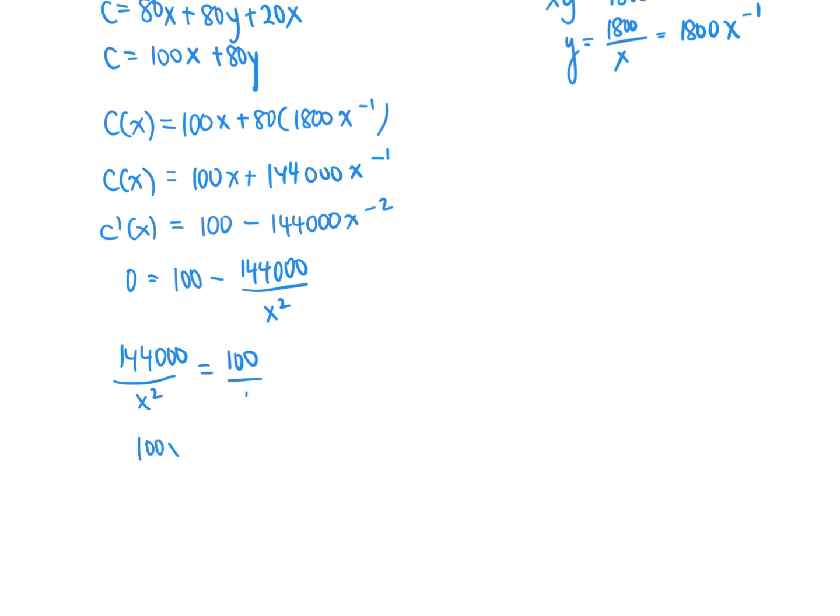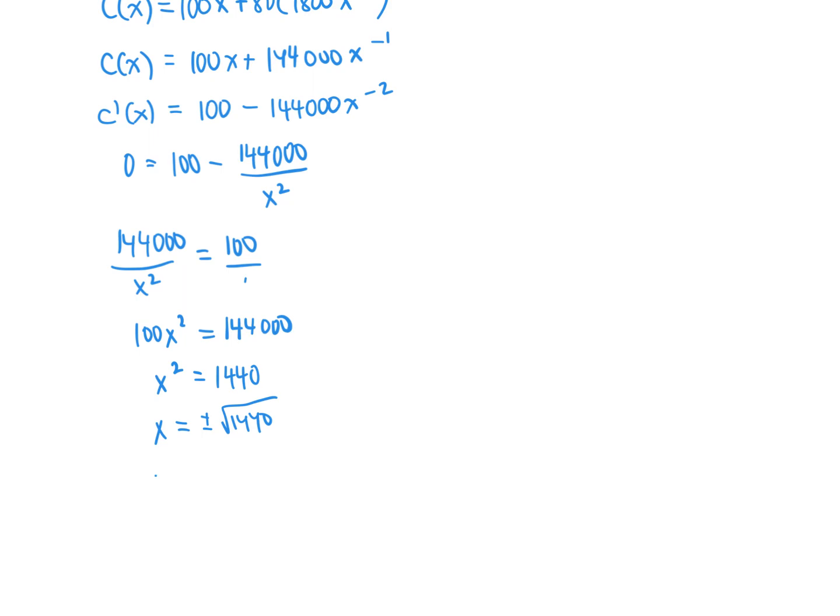So I'll have 100x squared equals 144,000. I'll divide both sides by 100, and I get 1,440, and then square root both sides. Now this does simplify because we can write 1,440 as 144 times 10, and the square root of 144 is 12. So there we are. But of course, the negative is not in the domain. So we're going to reject that value.